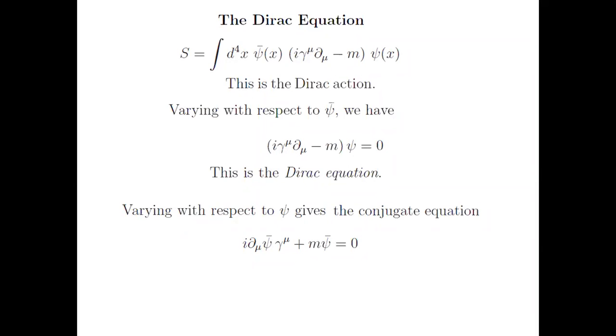Okay, so we can derive two equations from here. Since there are two variables, psi bar x and psi x, if we vary with respect to psi, we get the conjugate equation. If we vary with respect to psi bar, we get the Dirac equation. This is the conjugate equation of the Dirac equation, and this is the original Dirac equation.